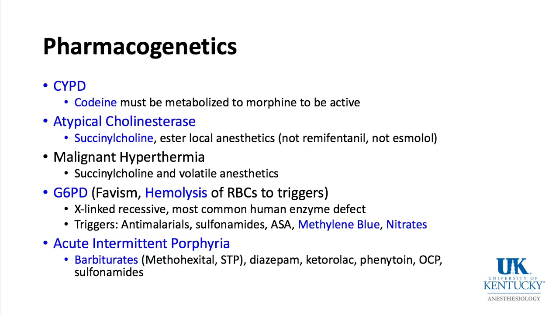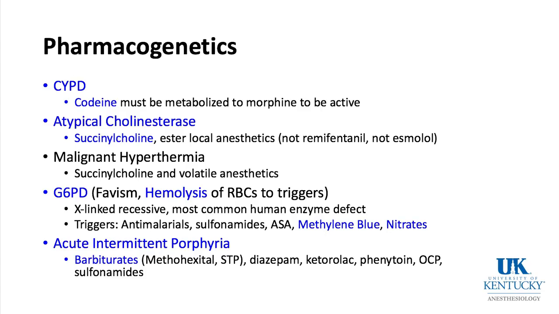Pharmacogenetics is the next key word. The CYP2D6 system we've talked about. Codeine must be metabolized by that system to morphine, and if there's a genetic abnormality of that enzyme, codeine is not going to work as an opioid pain reliever. It's not very effective anyway, but especially not effective if it's not metabolized to morphine.